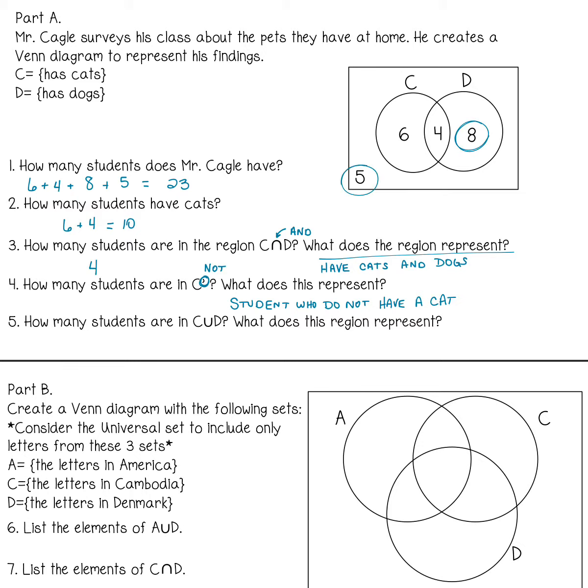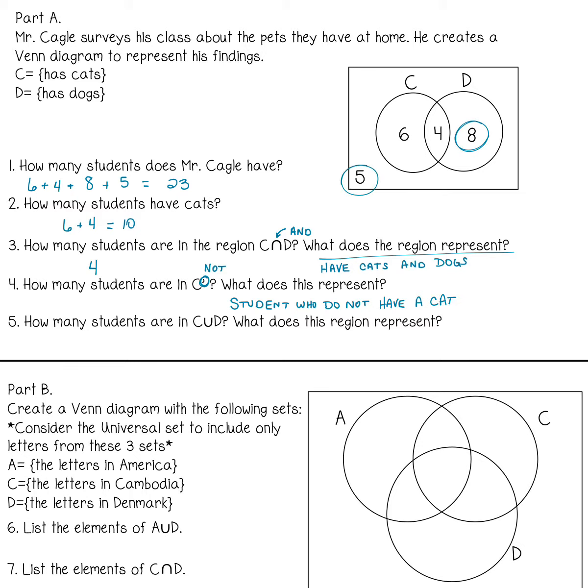So that would be A. Let's go back to teal. A, M, E, R, I, and C. We're not going to write A twice. Cambodia is C, A, M, B, O, D, and I. Again, we're not going to write it twice. And Denmark, D, E, N, M, A, R, and K. Denmark didn't have any doubles.